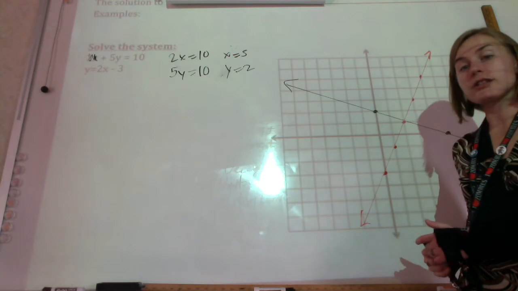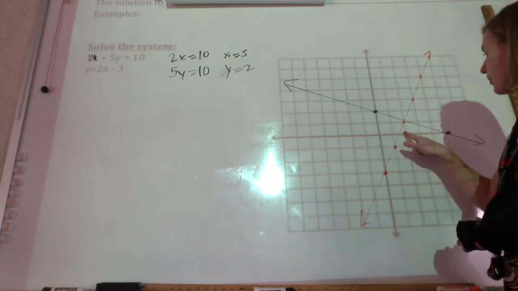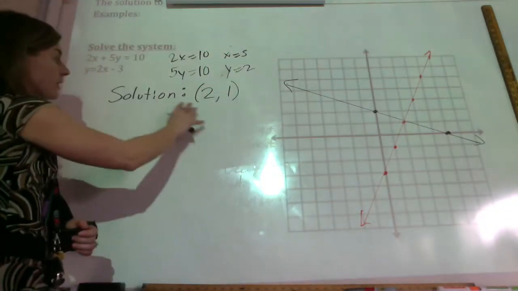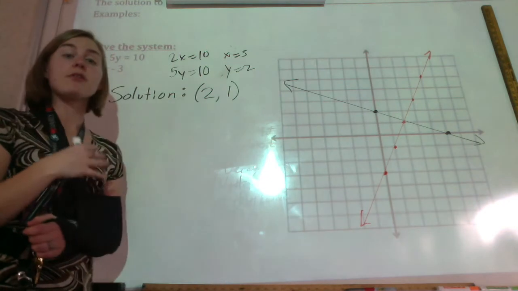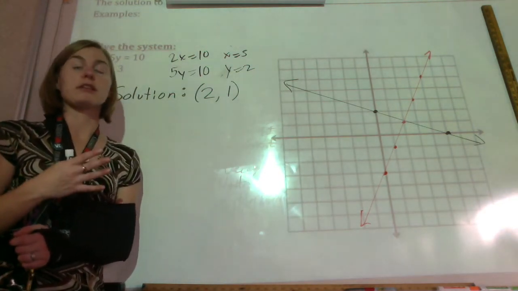So remember, the solution is where they cross. So now we can see that they cross at (2, 1), and that is going to be our solution. So we got that our solution is (2, 1). Now if we really wanted to check our answer, we could take the point and plug it in and see if it works in the equations.